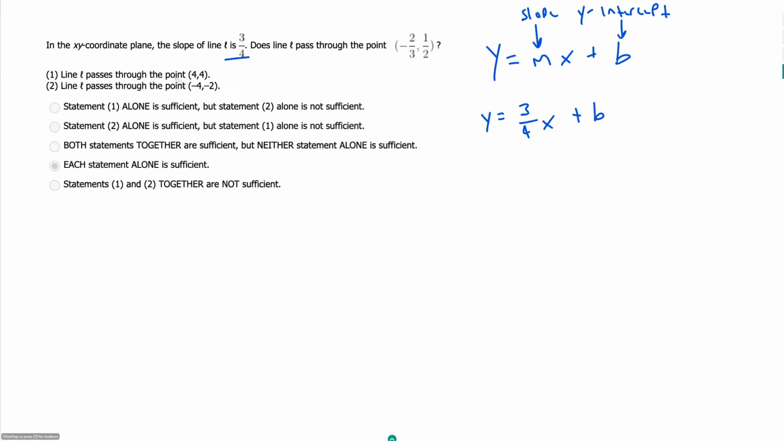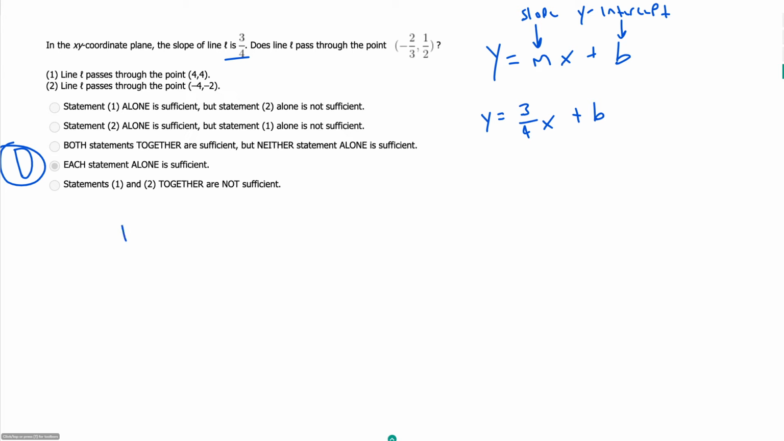And from just glancing at my statements, I can already tell you the answer to this question is D, because I can see both of my statements really giving me sort of the same information. They give me a point, and I can plug that point in, my x coordinate for x and my y coordinate in for y, and then I can use that to solve for b. And then once I have my slope and my y-intercept, I can determine if my line passes through any point or doesn't pass through any point. And so let's actually solve these statements. But if I was taking an actual test, I would be done. This would be a 10-second problem.